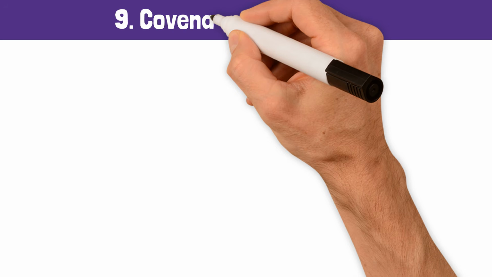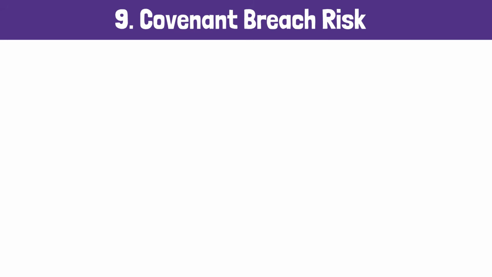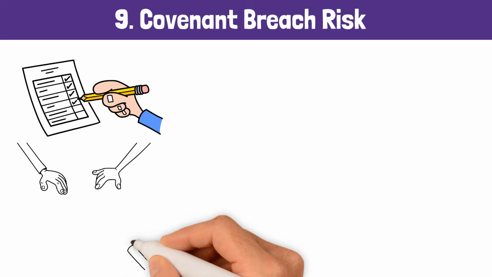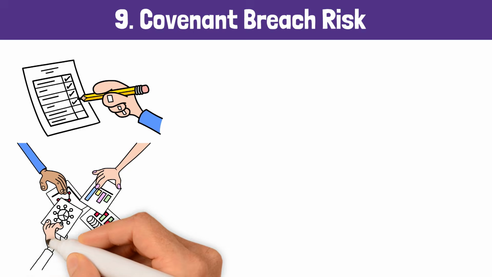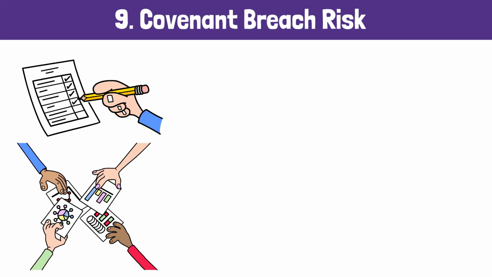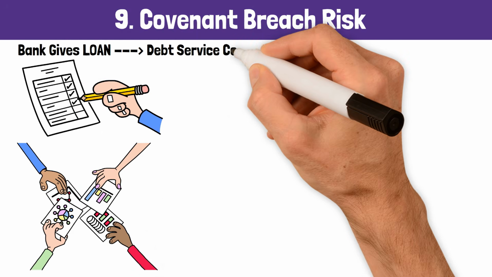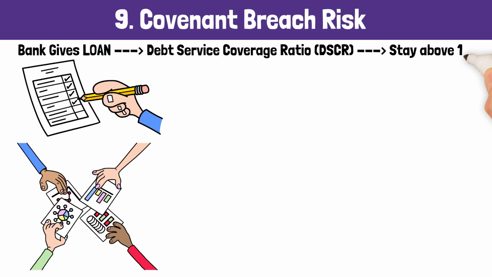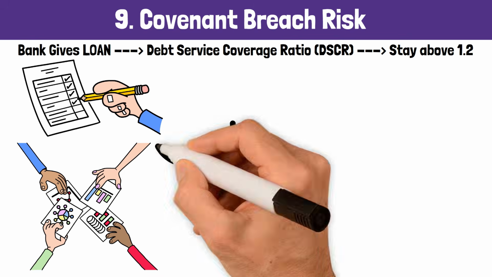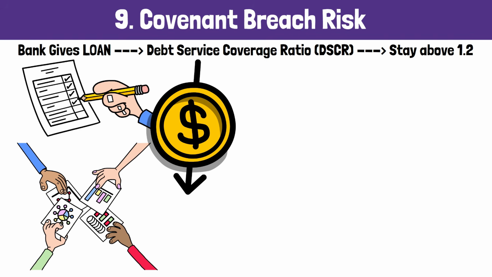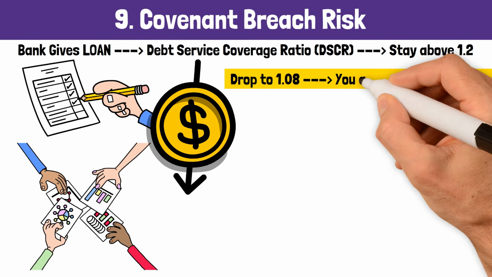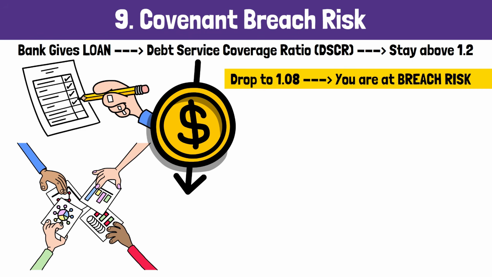Number 9. Covenant breach risk. Loans often come with covenants or financial conditions that you must follow. Breach risk means you are close to breaking those conditions. A bank gives you a loan with a rule that your debt service coverage ratio must stay above 1.2. If your profits fall and your ratio drops to 1.08, you are at breach risk.